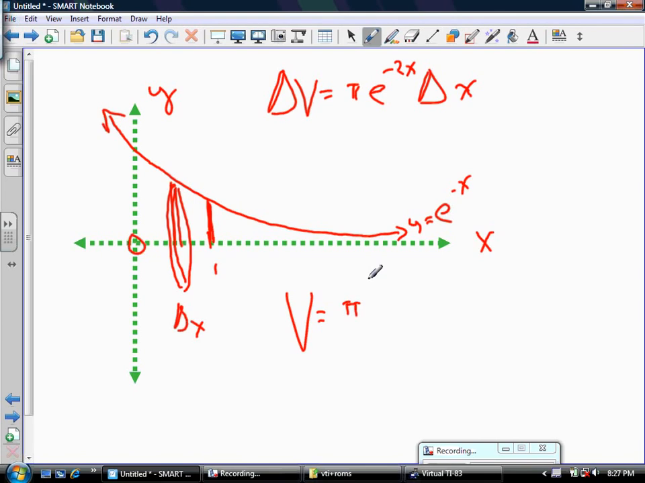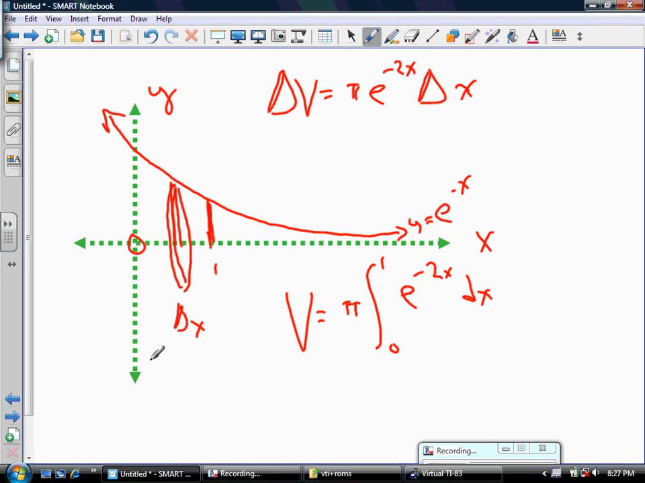Pi times the integral from 0 to 1, because I'm doing this in terms of delta x, right? So it's x's. Of e to the negative 2x dx. Okay, good. Some people might call this the disk method, but it's the same thing we just did, nothing different. These little disks. I'm adding up all the volumes of all these disks, okay?